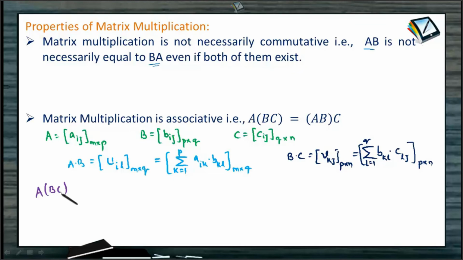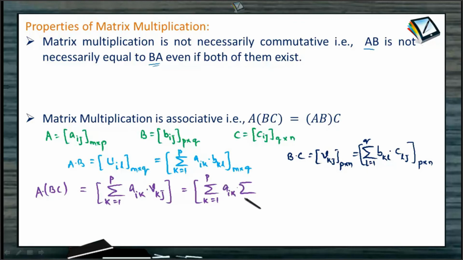So B and C, B into C, is treated as a single matrix. Then we are going for a product of A with the product matrix BC. Then it would be, by summation notation, sigma k runs from 1 to p, A_ik into (BC)_kj. But we have a notation for (BC)_kj in the form of sigma. Then when we replace that, this is sigma k equal to 1 to p, A_ik into sigma l runs from 1 to q, B_kl into C_lj.